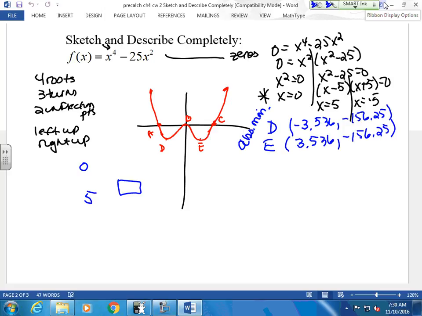This tells me absolute minimum. And I have symmetry. When I have symmetry through the y-axis, do I have an even function or an odd function? Even. So if I took this x and I put in here a negative x, it will be the exact same. So this tells me even function. I have an even function. Let's do increasing, decreasing.